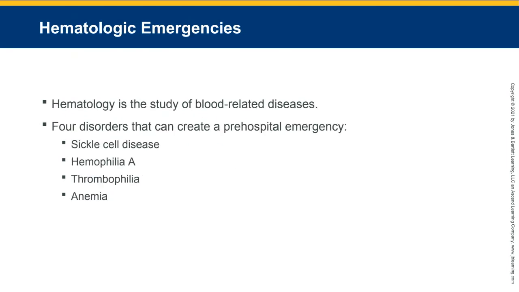All right, now let's look at hematologic emergencies. Hematology is the study of blood-related diseases. There are 4 disorders that can create a pre-hospital emergency. Sickle cell disease, which means that the red blood cell has a sickle shape, so it's not completely round.